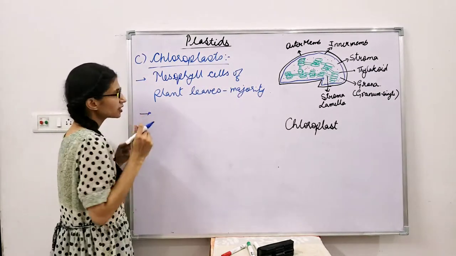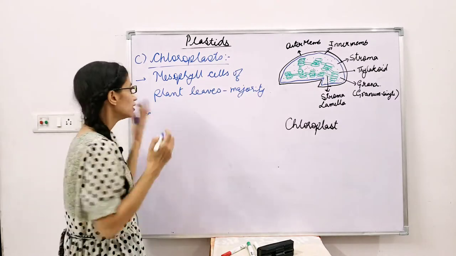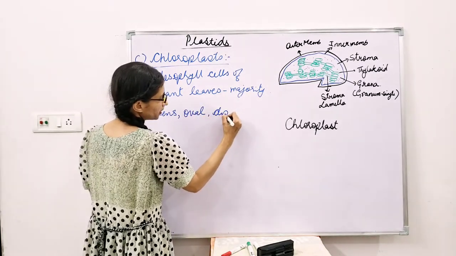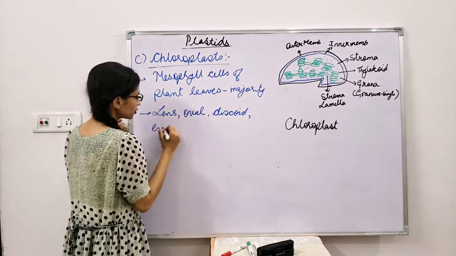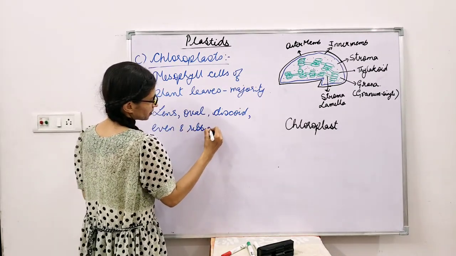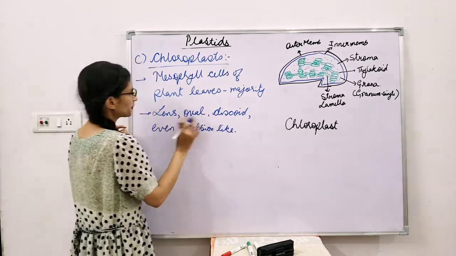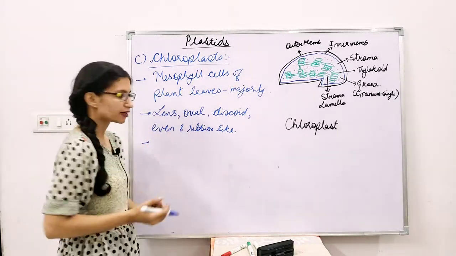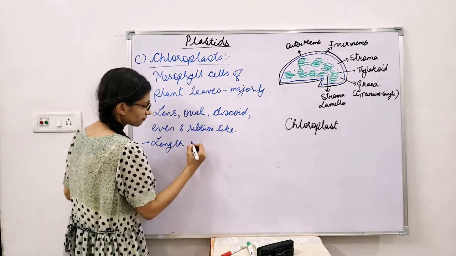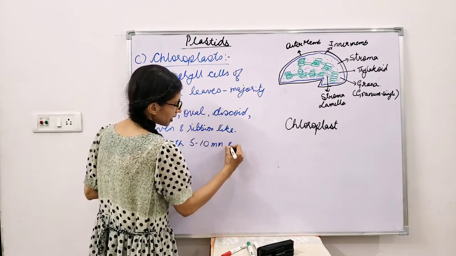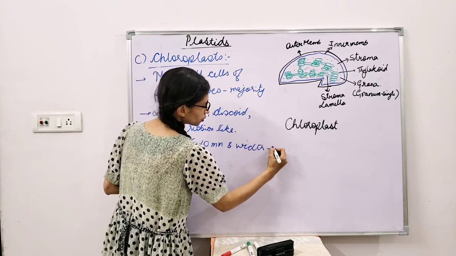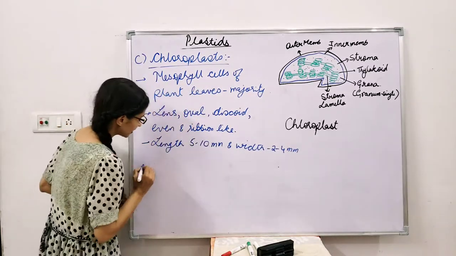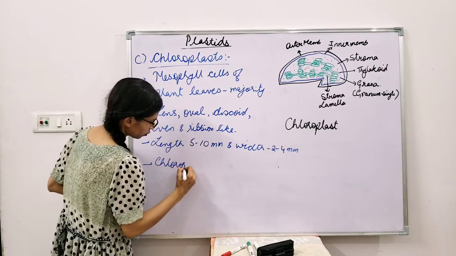Other than that, if you look at the shape of the chloroplasts, you will see they have lens shape, oval shape, discoid shape, and even ribbon-like shape. These are the different shapes they have. If you look at the size, they have a length of 5 to 10 millimeter and a width of 2 to 4 millimeter, which means it is very small in size. And these mesophyll cells contain the chlorophyll.